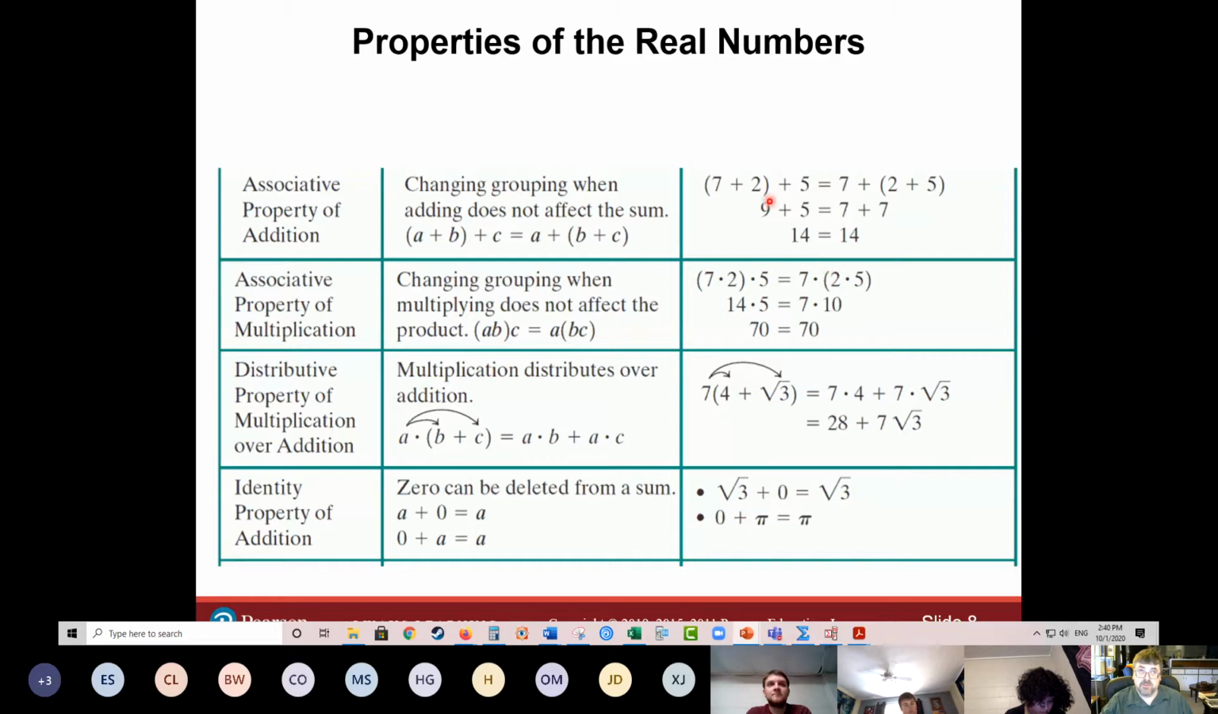A common mistake that people make on the homework, on quizzes, on exams, is to confuse the commutative property and the associative property. The other common mistake they make is they don't give the entire name of the property. You have to say associative property of addition or associative property of multiplication.